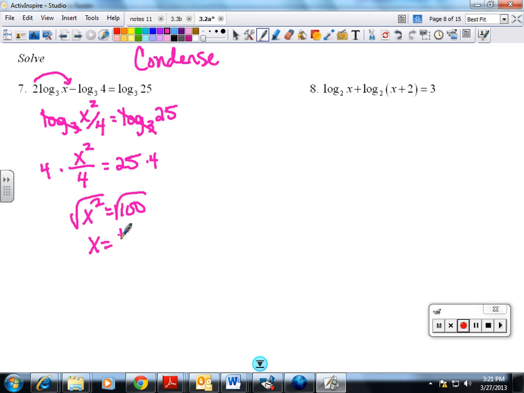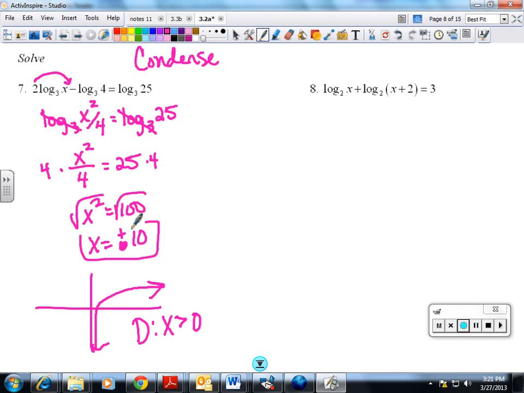X equals plus or minus 10, but one rule of logs is you cannot take the log of a negative number, because if you think about what the graph looks like, it looks like this. The domain is x is greater than 0. So you cannot take the log of a 0 or the log of a negative number. So if I put a negative 10 in here, I'm taking the log of a negative number. So I just take that away, so it's x equals 10.